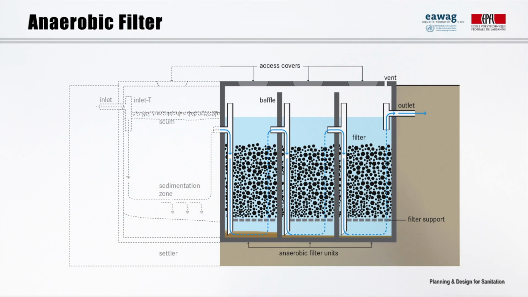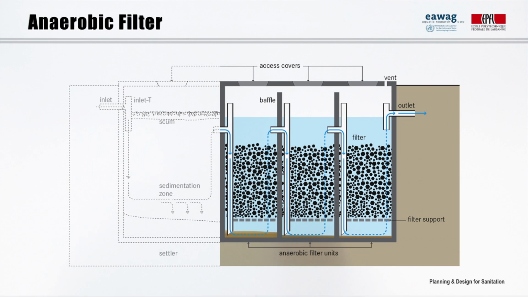Usually, the effluent from an ABR needs further treatment. To improve its effluent quality, a few compartments packed with filter media can be added. These are known as an anaerobic filter. Anaerobic filters can also be built immediately after the settler, as shown in this figure.